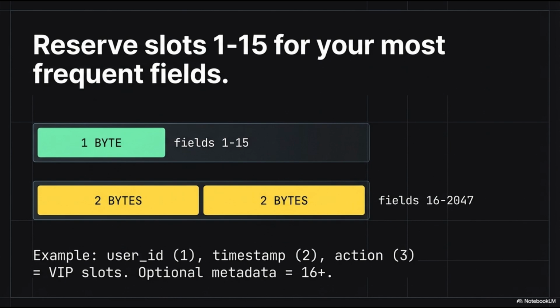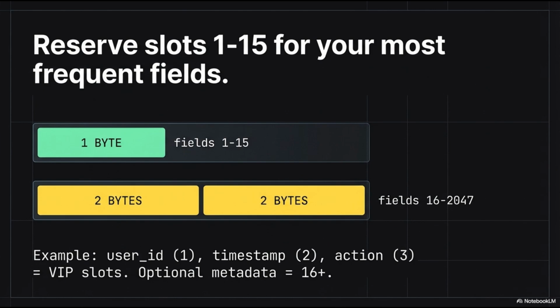It really is. So as an engineer, I should explicitly reserve slots 1 through 15 for my most heavily trafficked, frequently populated fields. It is a highly practical habit. I mean, think about a core event payload that gets sent from your backend to an analytics pipeline millions of times per second. Right, the volume is insane. Your core always present data, the user ID, the event timestamp, the primary action code. Those get the VIP slots.